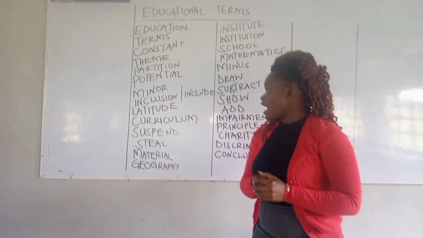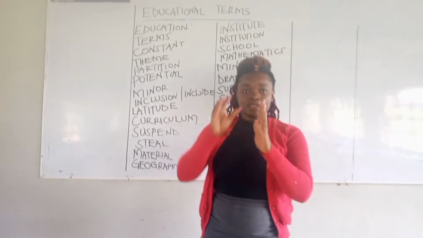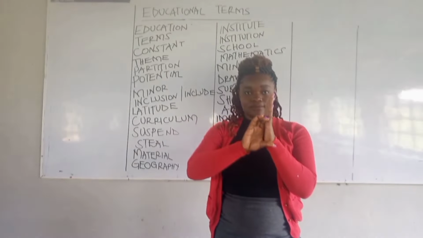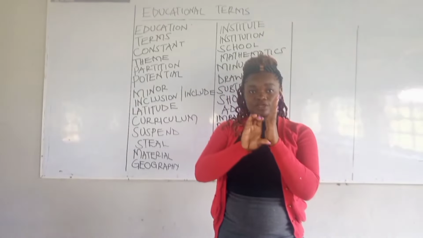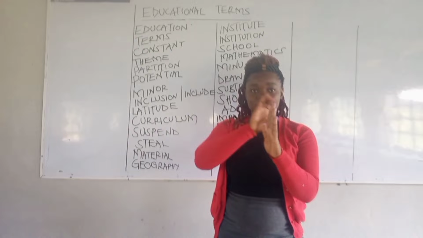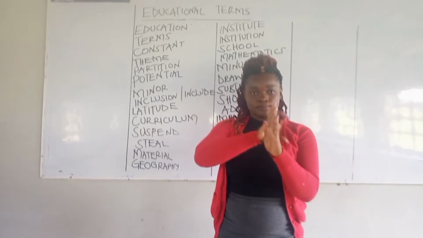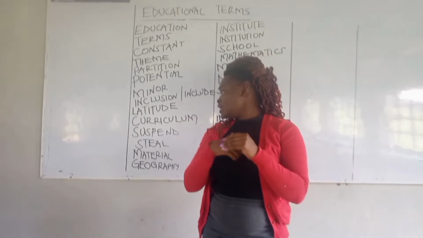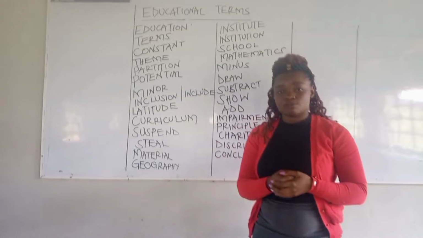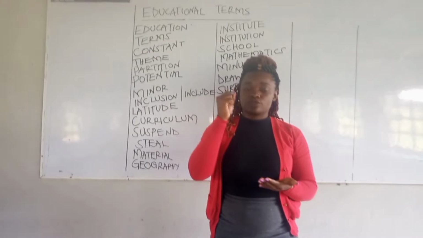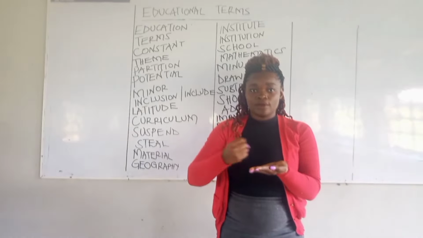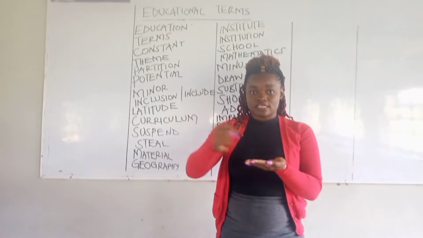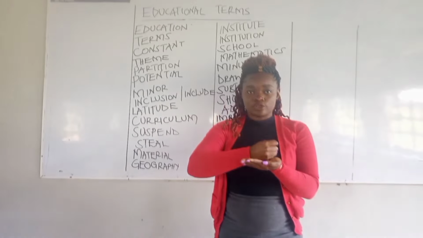Then next we have curriculum. Using C hand shape at the back of your palm, bring it in front of your palm. Then next we have suspend. Suspend, we shall use this on your open palm facing up.